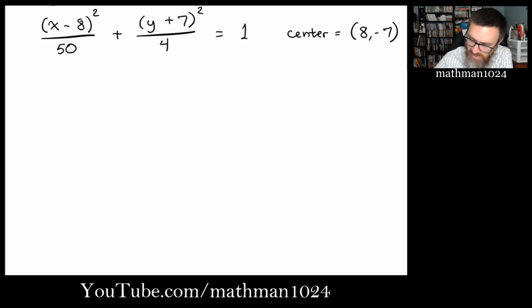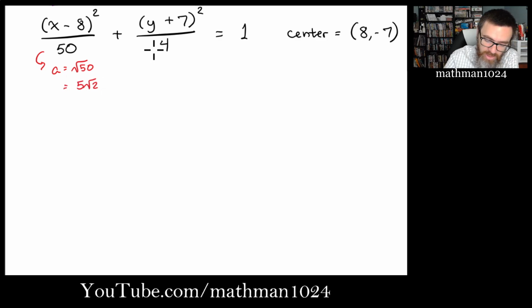The a and b values, so let's see, that means a is the square root of 50, which reduces to 5 square roots of 2. And here, that means b is the square root of 4, which is just 2. My center, again, somewhere out here, doesn't matter how big the numbers are, you can just plot a point, so 8, -7.